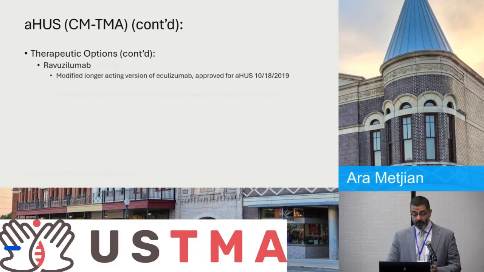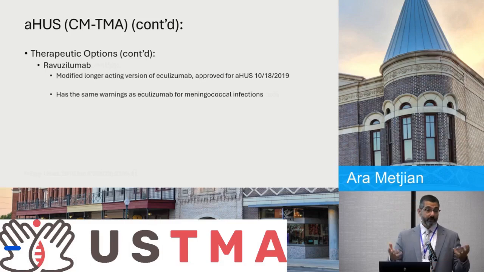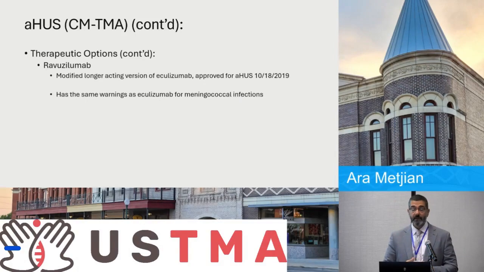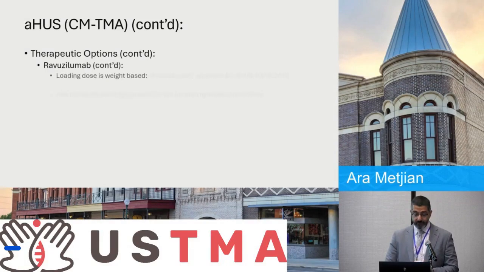There's a longer acting version of this that has been approved for atypical aHUS. It's just the longer version of eculizumab. Instead of an infusion every 2 weeks, it's an infusion every 8 weeks. And just like eculizumab, it carries the same warnings for meningitis. So they're basically about the same.